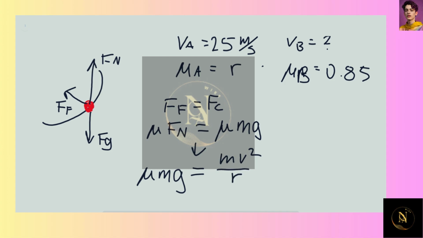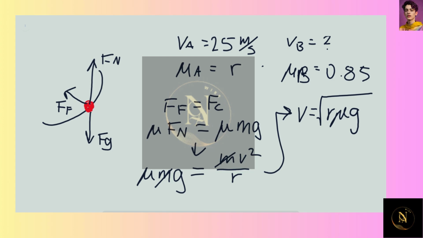And we don't know our value of m, but it doesn't actually matter in this problem because we can just cancel it out. From here, we can solve for v, which we find is equal to the square root of r times our coefficient of friction times g.